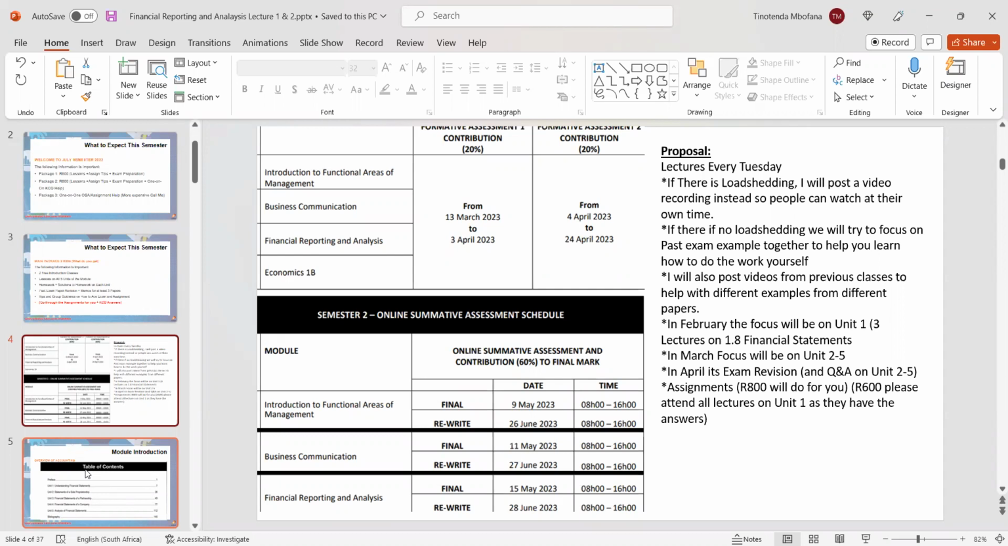Then in addition to those 2 KCQs, you're going to have an exam at the end of the semester. So I'm going to show you an example of what your exam is going to look like. Okay, just hold on. I'll show you an example of what your exam looks like so that you have an idea of what to expect.